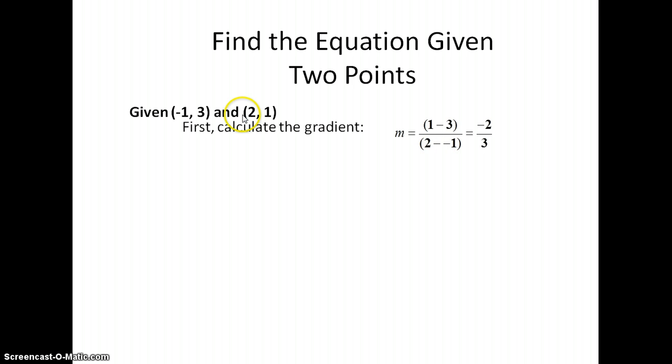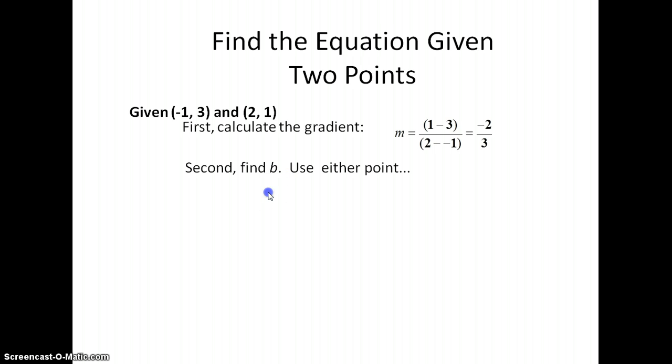minus the x coordinate of the first point, which is -1. So 1 minus 3 is -2, and 2 minus -1 is 3. So now you know what the gradient is. Second then, find b. Use either point. When I say b here, this is also the same as c that we used before, and it means find the y-intercept.